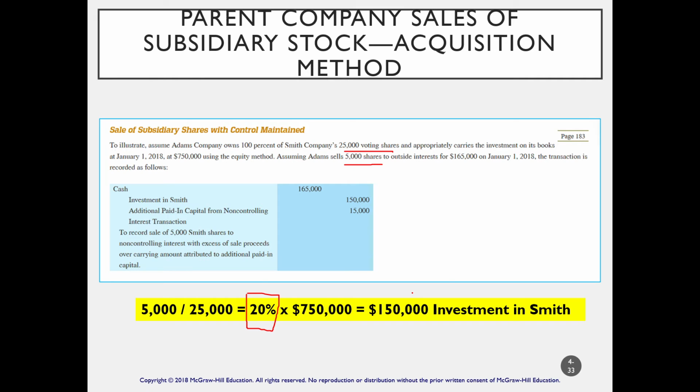In this case, the investment had a beginning balance. This sale took place on January 1st, 2018. On that date, the investment had a balance of 750,000. So 20% of the 750,000 is the basis of the portion that was sold. We sold it for 165,000. This is the basis, so we're going to reduce our investment in subsidiary because we no longer own this 20%. And so now we are increasing our additional paid-in capital by the 15,000.